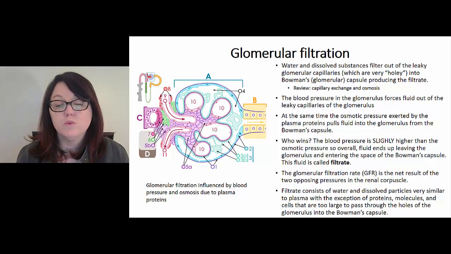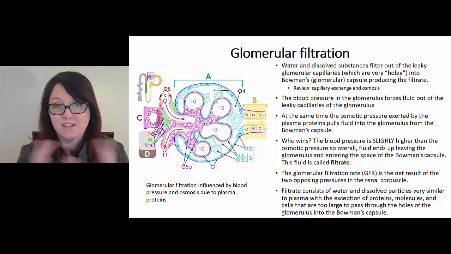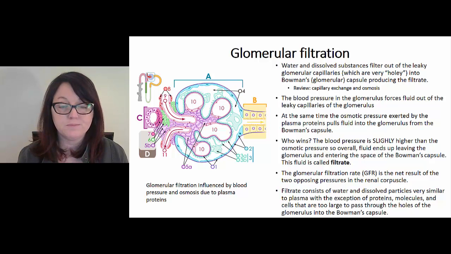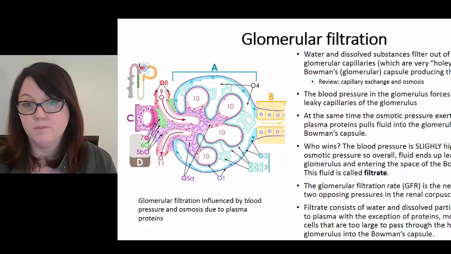Okay. So during the process of glomerular filtration, water and dissolved substances are going to filter out of the leaky glomerular capillaries. Don't forget, these are just blood vessels, but they're very, very leaky. Think of them as having lots of holes in them. So water and dissolved substances from the blood plasma are going to leave the glomerulus and enter into the space of the Bowman's capsule. There are holes in the glomerulus that allow fluids and small substances to leave, but proteins and cells are much too big to leave, so the proteins and the cells are going to stay in the blood.